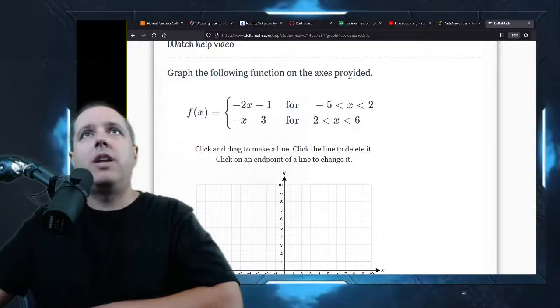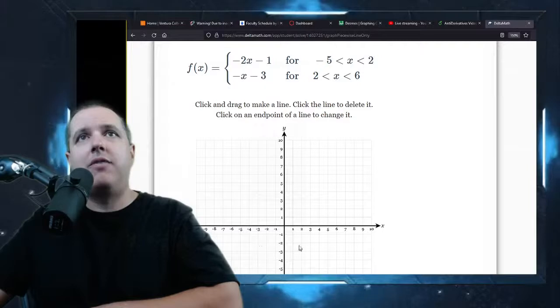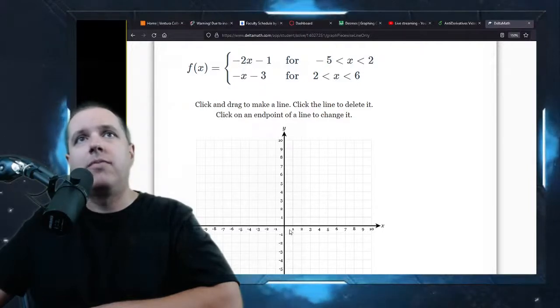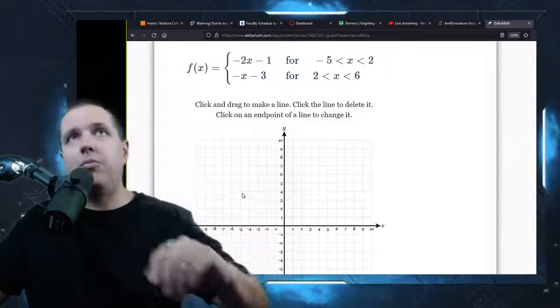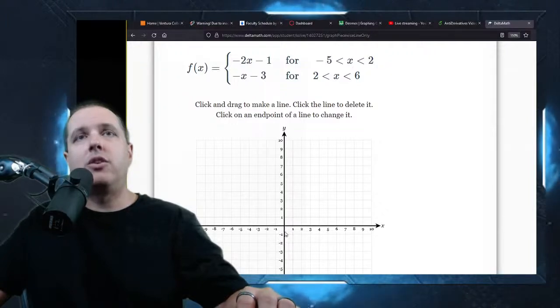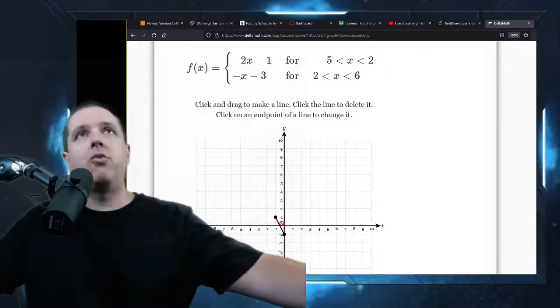Graph the following on the axes provided. So from x equals -5 up to 2, we want to graph -2x minus 1. So for negative 1, I don't know why I was thinking the positive slope on the last one. It was clearly not right. So we want to go up 2 over 1 like this. Oh, also, let me show you the other way you can do this.